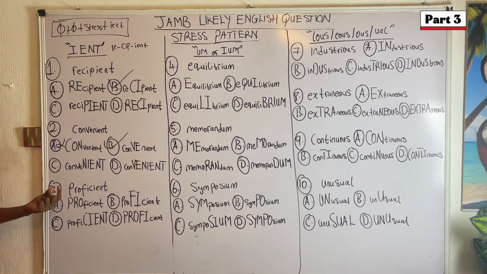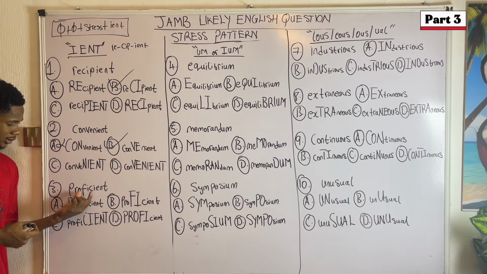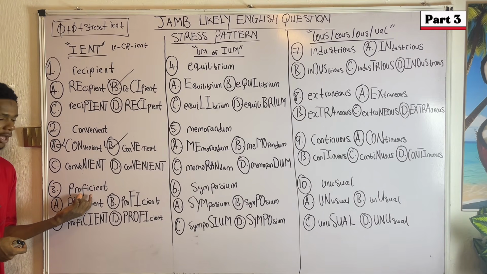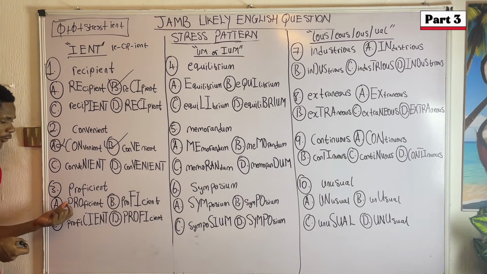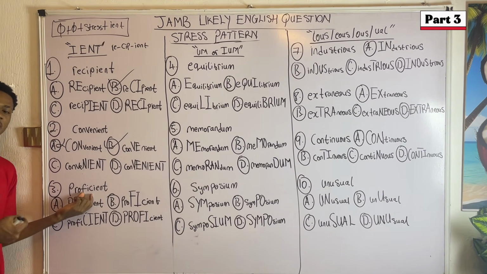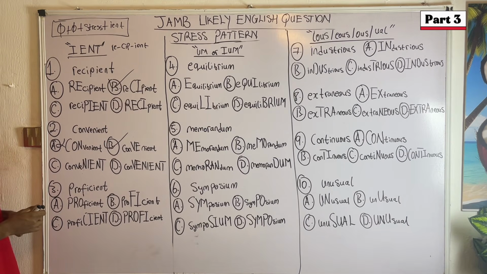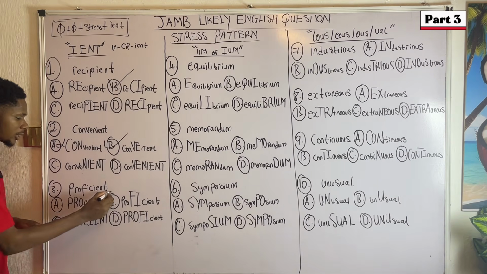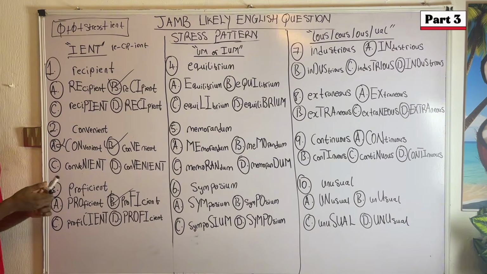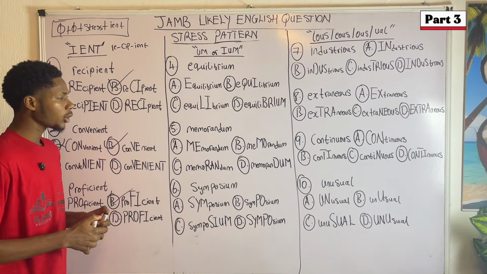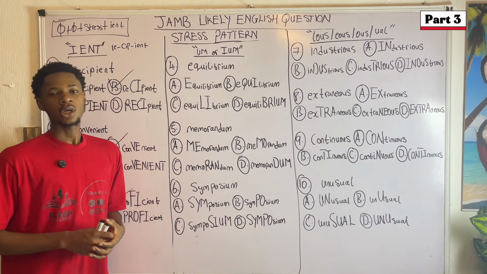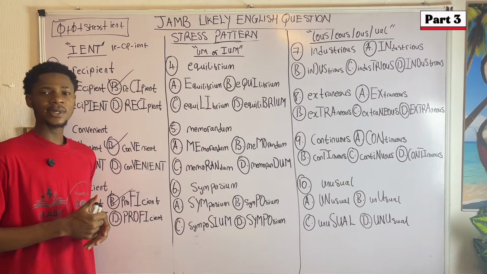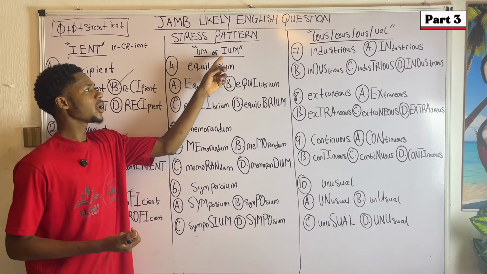Okay, proficient. Since it is ending with IENT, just like the previous questions we've attempted, we are going to stress it the same way. That is, its stress will be on what now? FI. Which means FI will be stressed. That is proficient. Why? FI is the second to the last what now? Syllable. Now, which option carries FI? That is option B. Again, option B is the right answer. Take note, JAMB will not tell you these tricks, but they will give you questions like this to attempt in your JAMB examination.